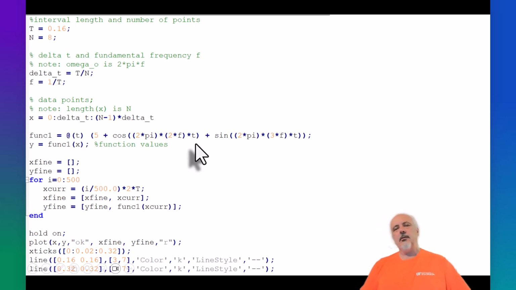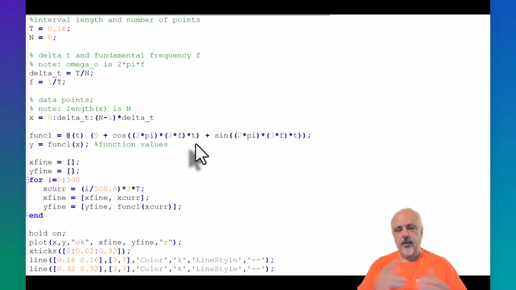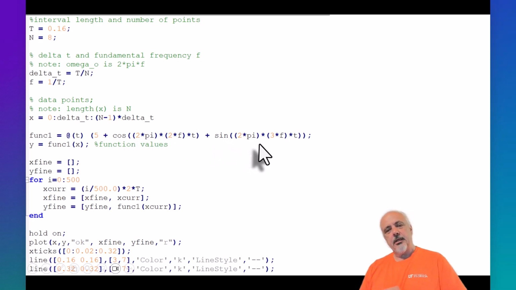One thing you may not be comfortable with is what's called an anonymous function. It's very simple because you can define a function in one line. You just say at t. So t is going to be the argument, and I'm going to be bringing it in. I've got the 5 from our contrived example. I've got the cosine of 2 pi, the 2 harmonic, and then I have the sine of the 2 pi times the 3 harmonic. Right? So then I've got my function set up.